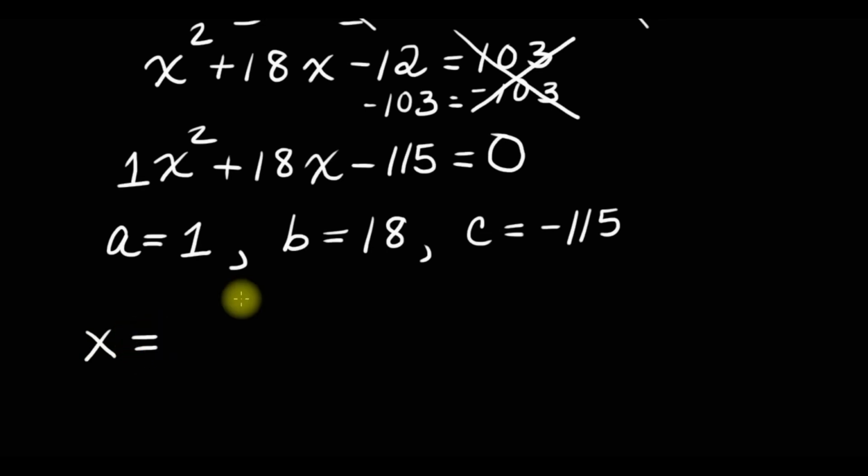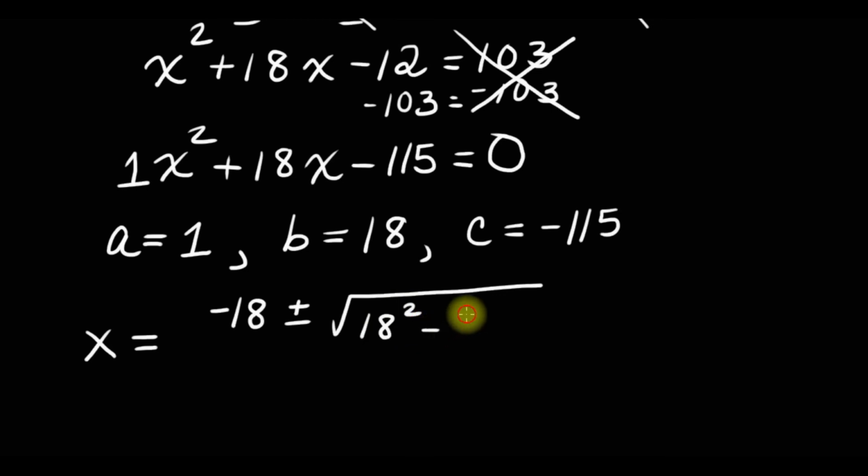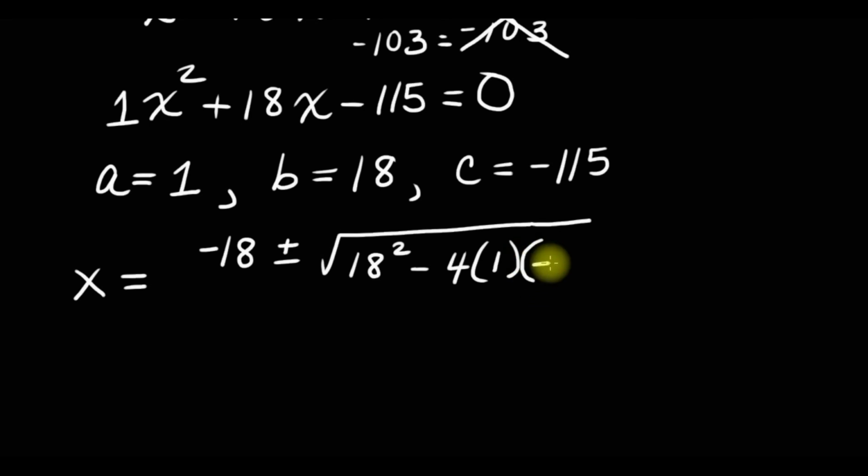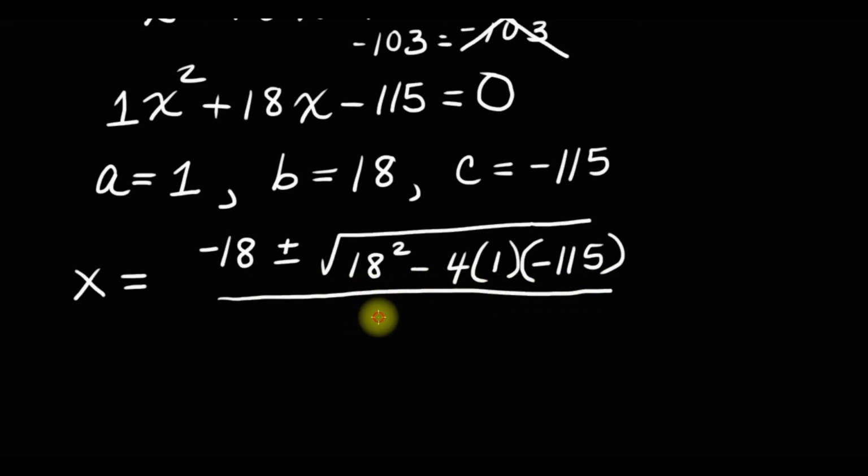Okay, so you have your a, b, c, and now we're going to plug those numbers into the quadratic formula. The quadratic formula is the opposite of b, so the opposite of 18 is negative 18, plus or minus the square root of 18 squared, take away 4 times a, times c. C is negative 115. And that whole thing is going to be all over 2 times a, so 2 times 1 is 2. Okay, so that's step 2. We plug everything in for a, b, c.